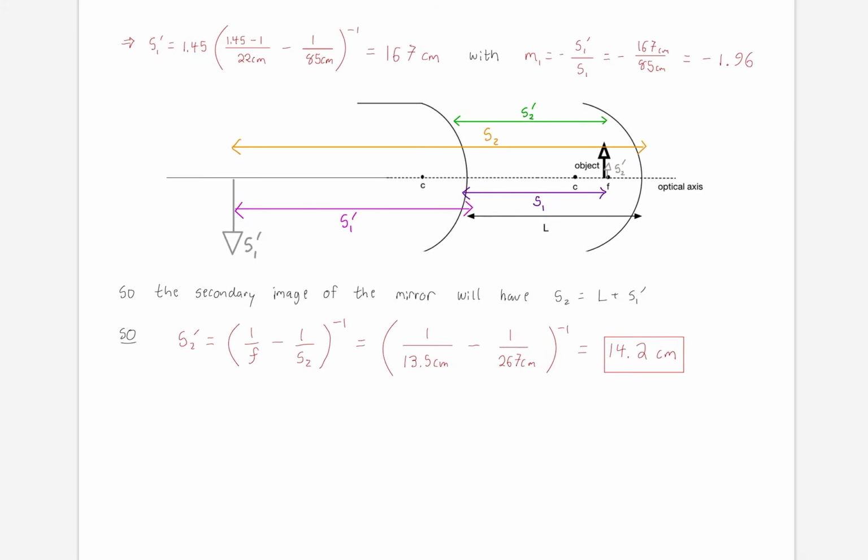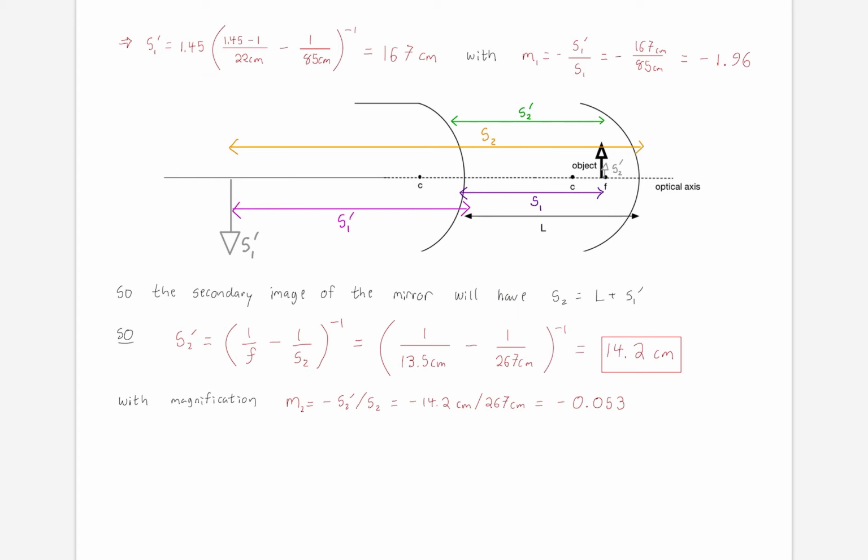Okay, all right, and we want a magnification as well. So then we have that M2 is going to be negative 0.053. So it's shrunk down quite a bit, and we already know what M1 is. So then our total magnification is just the product of those two magnifications, and it ends up being a positive value. So we get 0.105, which tells us that our final secondary image is about 1/10 the height of the original object, and they are really this close to each other.